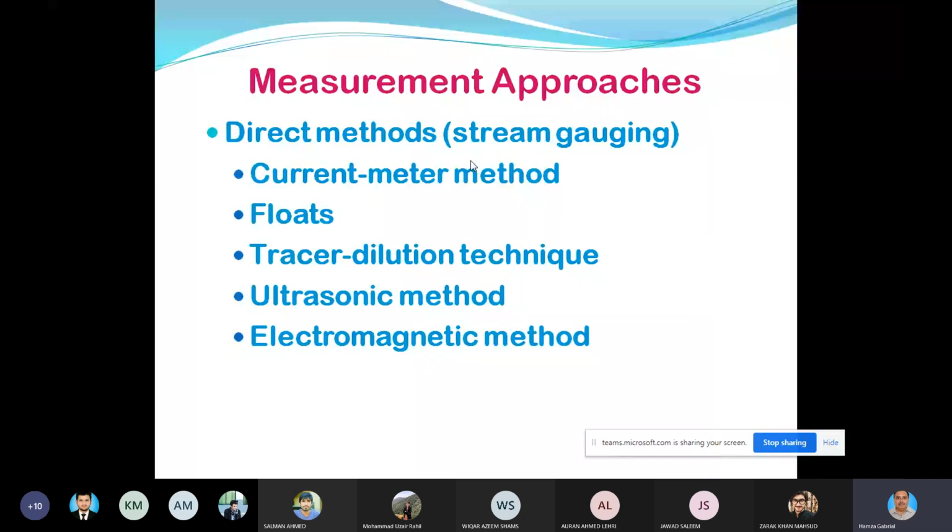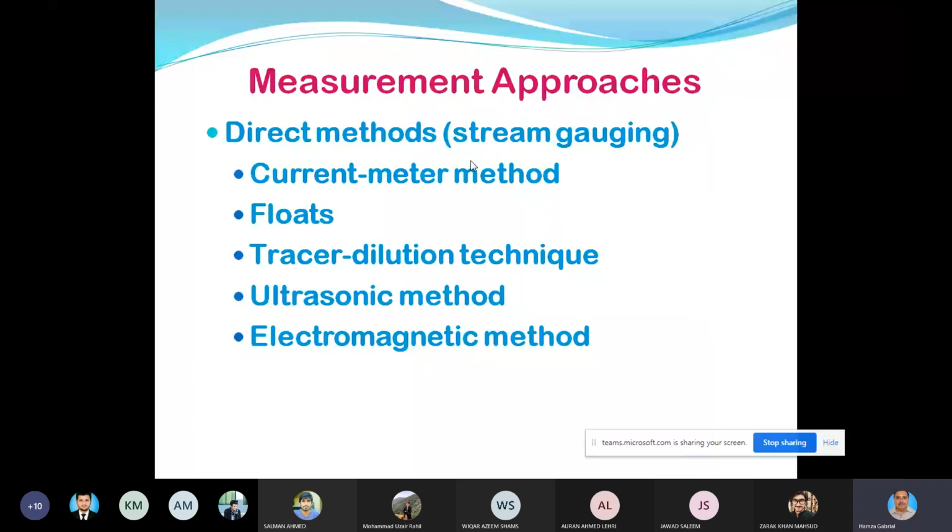So also we can use the tracer dilution techniques where tracers or dyes can be used. So they are calibrated with respect to the concentration of the dye or tracers which we are using. So the more the concentration, it means less is the discharge. So it is inversely proportional. If there is more concentration, that means discharge is less. But if it is less concentration, that is more mixing, that means more discharge.